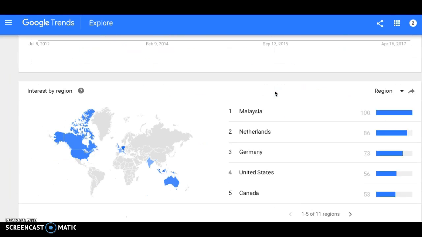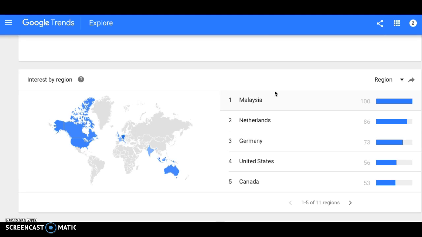If we scroll down, we can also see a map that tells us the relative interest by region. And so, of course, if we look at the United States, our interest level is pretty similar to that of Australia and Canada and so on. India is a little bit lower. Germany is much higher, which is really interesting.